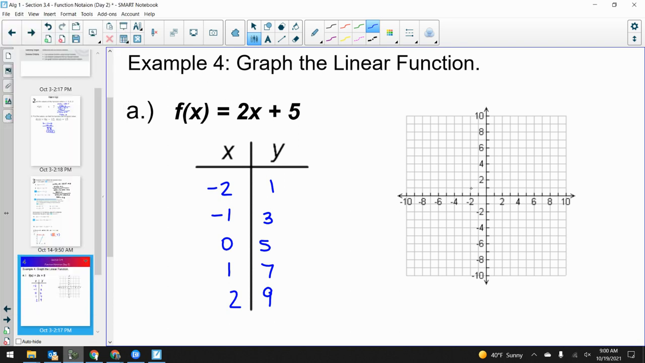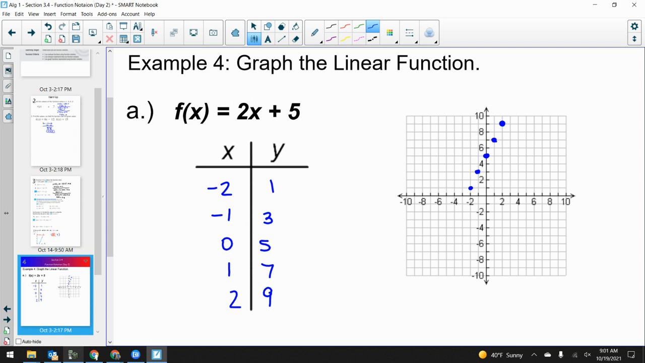Negative 2, comma 1. Negative 1, comma 3. 0, comma 5. 1, comma 7. 2, comma 9.